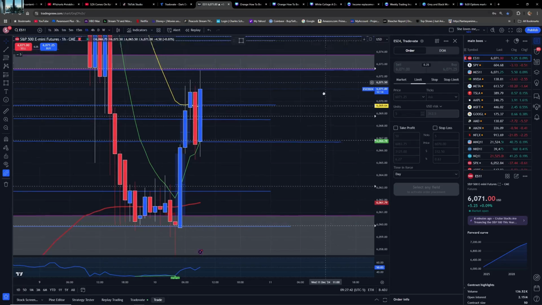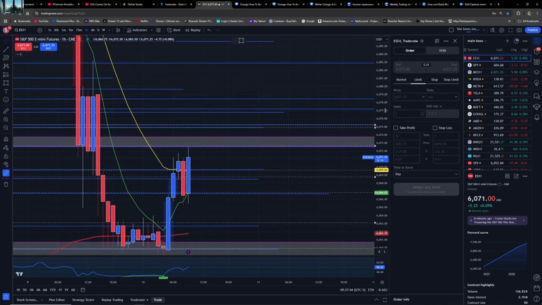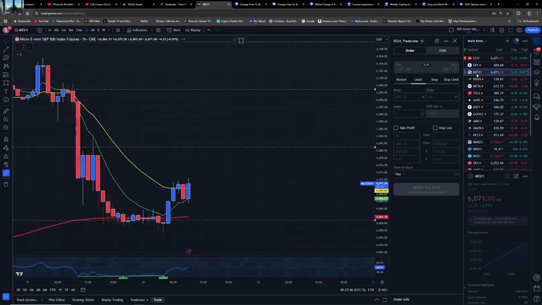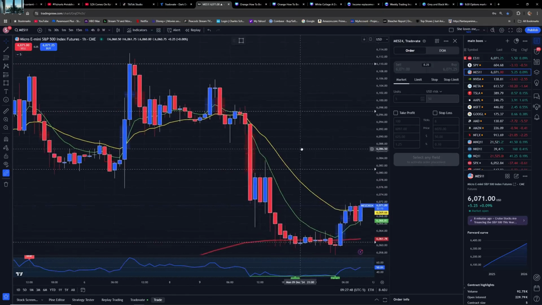Now let's go up to the top and shrink this down a little bit. Now I'm going to show you how to draw them out using MES. I've completely cleared this chart.